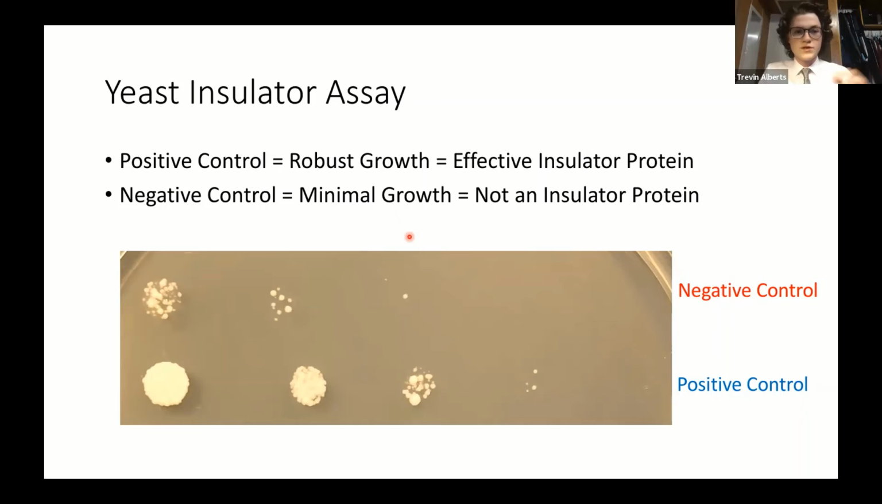And so with the positive control, we will see growth, because if the insulator was effective, it is able to stop that spread of the heterochromatin, and the activated gene can produce the proteins needed to survive on this media that we used. And the negative control will show minimal growth, and we can determine that an insulator protein was not there because that heterochromatin was allowed to travel down and silence the genes adjacent to it.